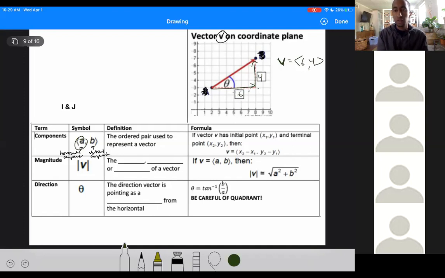6, 4. And this would be how you would write the vector. Okay. So you always have a, b, a being the horizontal component, b being the vertical component of the vector. And so that's how you would write it instead of as a point or anything like that. So it would be a, b. Okay. Now, if you didn't have the graph but you had the points, like let's say you had this point here, and this point is 8, 7. Excuse me.